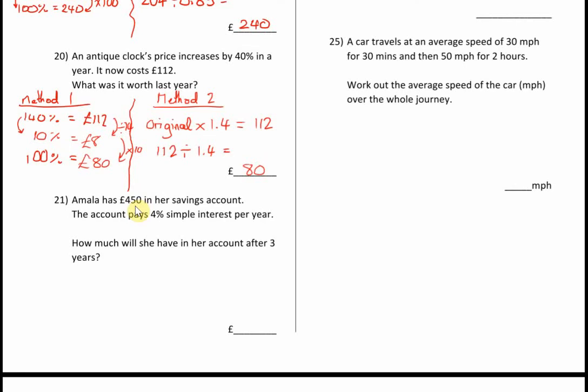So what we could just do is find 3 lots of 4%. Okay, so in other words, 12%. Okay, so to find 4%, we would multiply by 0.04, and then we're going to times that by 3.